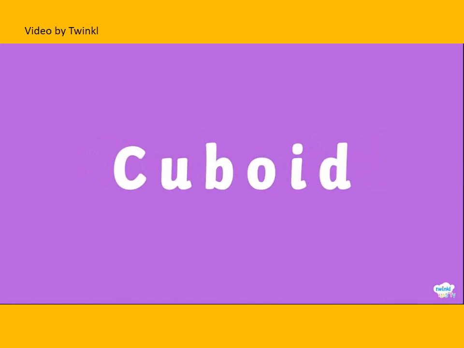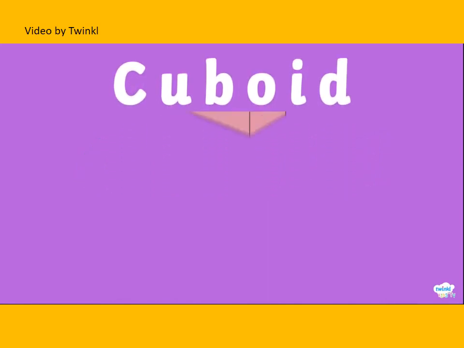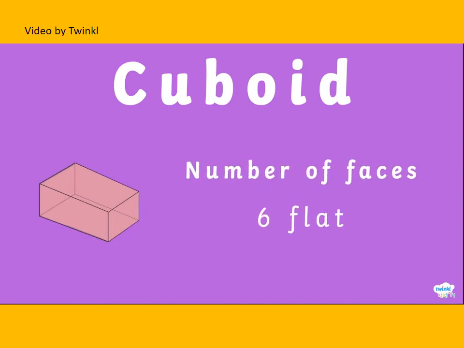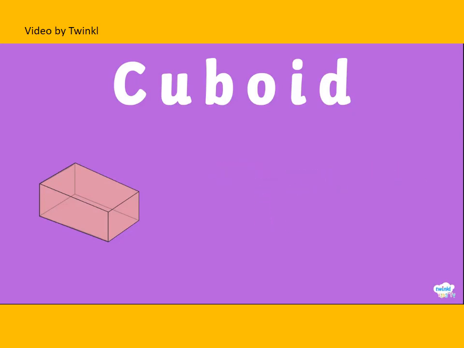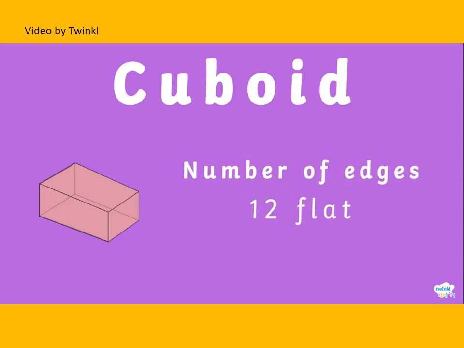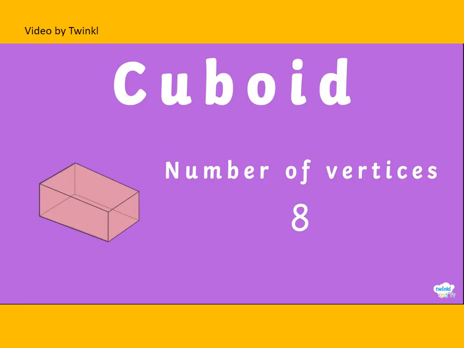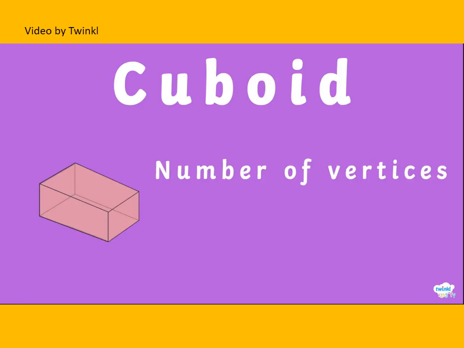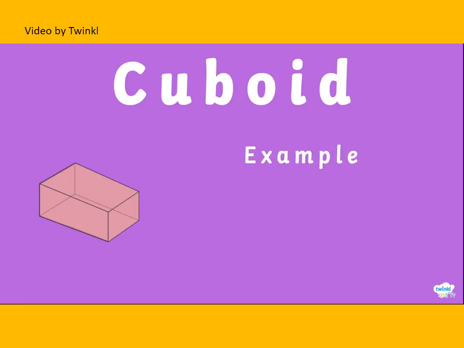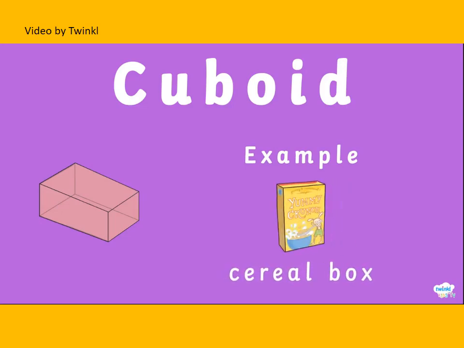A cuboid is a 3D shape that has 6 faces. This shape also has 12 flat edges. A cuboid has 8 vertices. You will find that a cereal box is the shape of a cuboid.